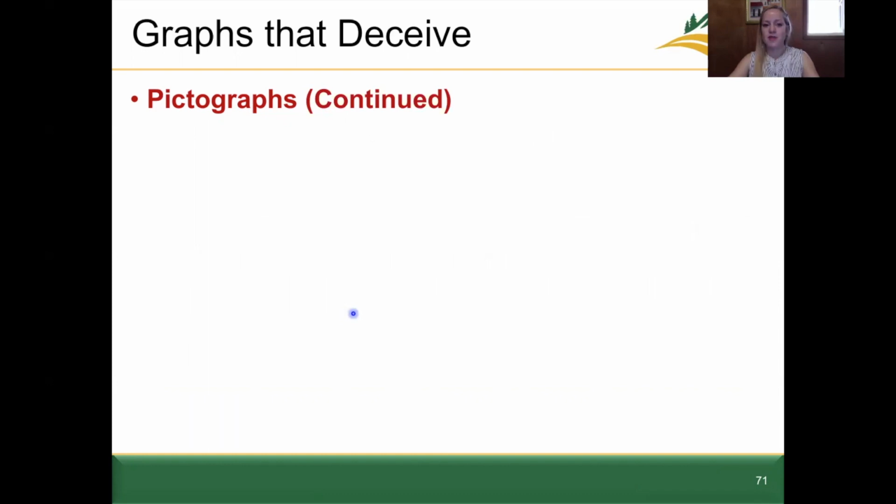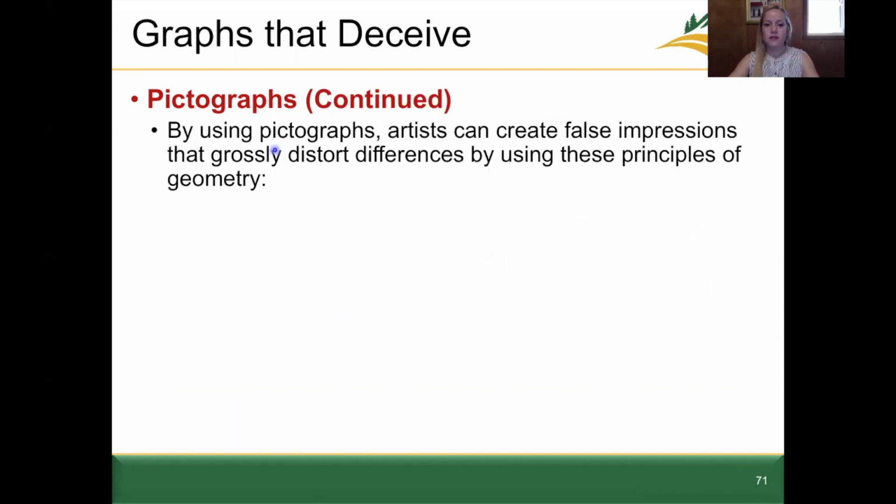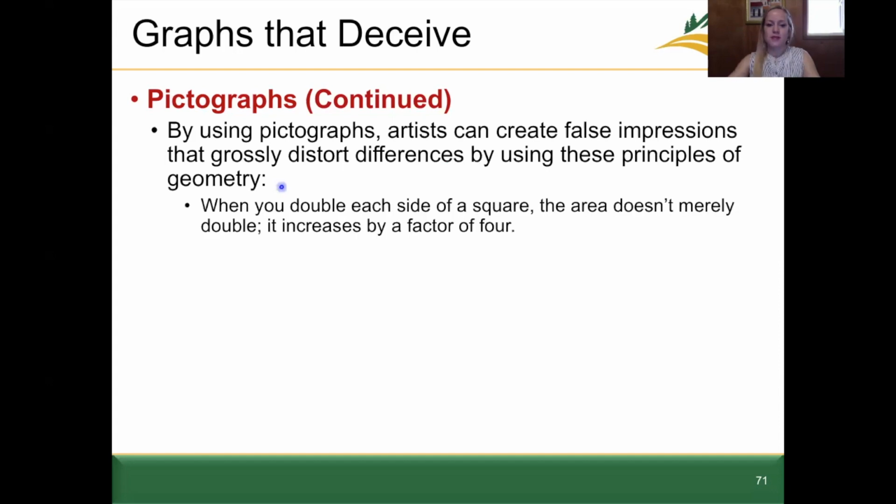Now let me provide you with some further context of pictographs. By using pictographs, artists can create false impressions that grossly distort differences by using these principles of geometry. For example, when you double each side of a square, the area doesn't merely double, it increases by a factor of 4. So let's visualize this.